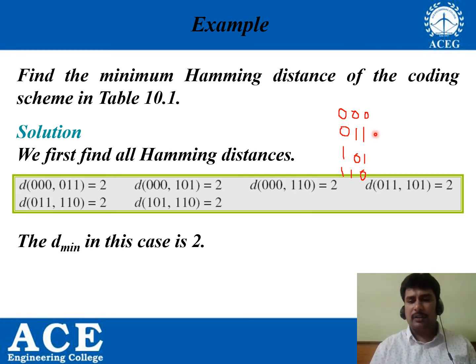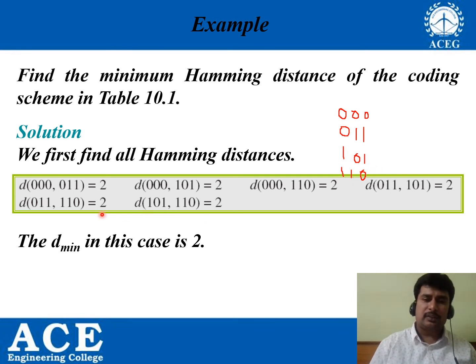Next 0 1 1 and 1 0 1, we have 2 bit positions different. 0 1 1 and 1 1 0, again it is 2. And the last case 1 0 1 and 1 1 0, again it is 2. So for all the different combinations of code words, the Hamming distance is 2. So the minimum Hamming distance is 2 in this particular example.